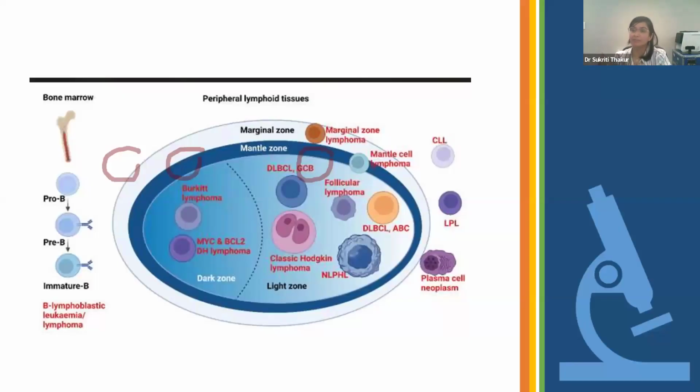But as they become very terminal, they become plasma cells, and then they will trigger the formation of multiple myeloma or plasma cell neoplasm. So each and every cell can lead to an abnormal cell, and that abnormal cell can make a big disease.